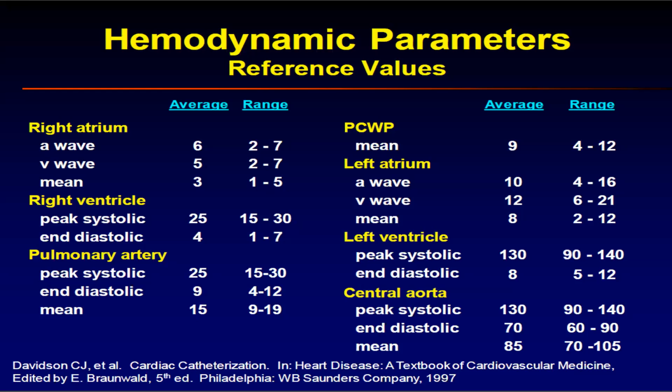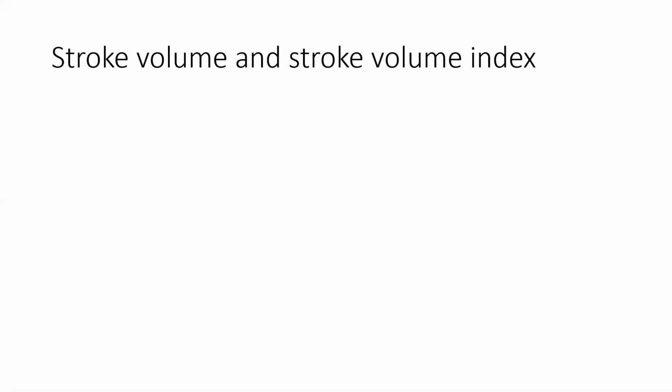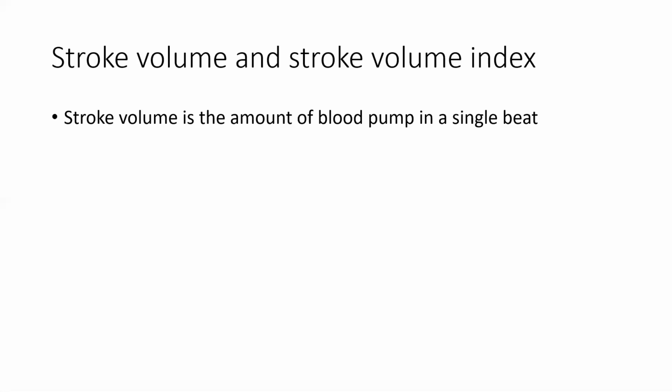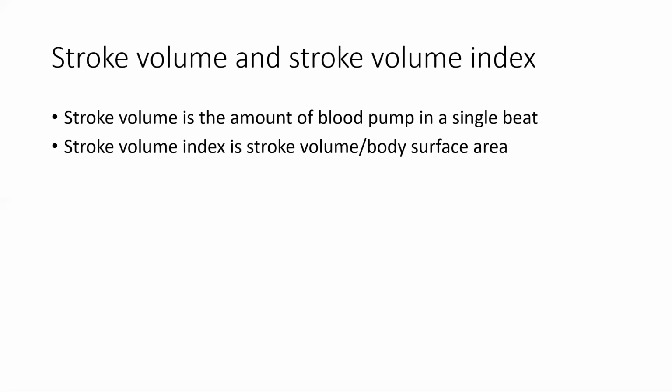So we leave this part now, and then I want to go into something called stroke volume and stroke volume index, something called cardiac output and cardiac index. Now, stroke volume is the amount of blood pumped in a single beat. So a single beat, how many cc of blood go up from the left ventricle. Now, stroke volume index is that stroke volume divided by your body surface area. So you have to remember that normal stroke volume is between 60 to 100 mL.